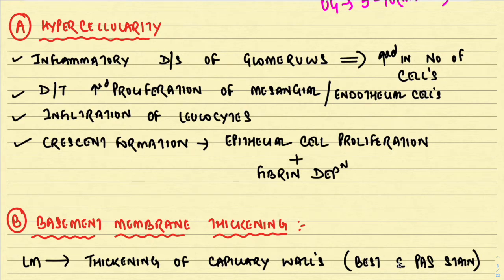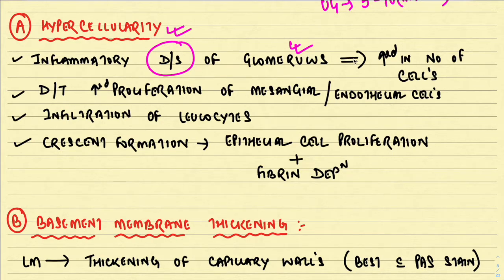The first kind of response that the kidney can show is called hypercellularity. Now in which kind of kidney disease will you see hypercellularity? For example, in inflammatory disease of the glomerulus. Any condition where there is an inflammation of the glomerulus, for example in nephritic syndrome that we had seen.